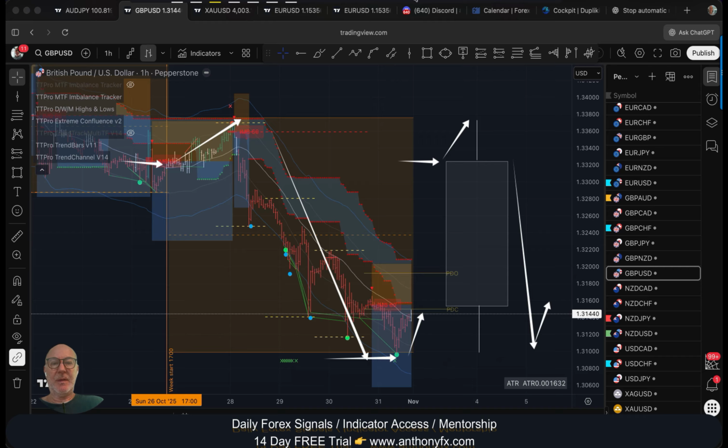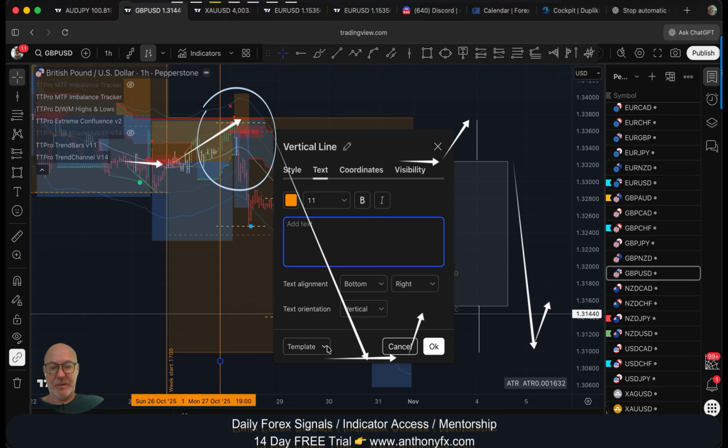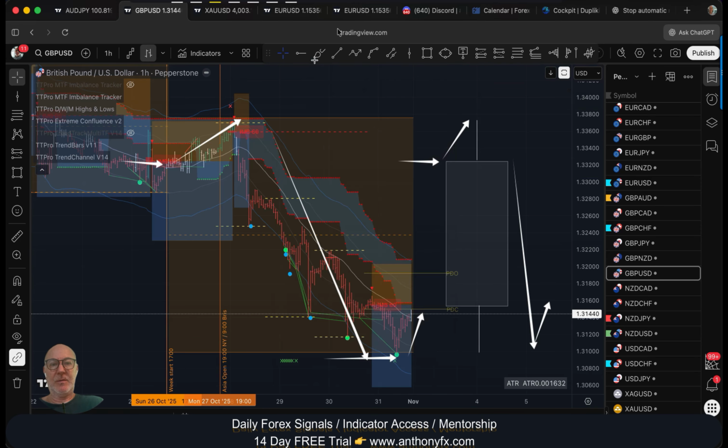So keep an eye out for a signal down in here, right at the beginning. This is from 1700 Sunday New York time, running back to Monday. Let's just have a look at the Asian session open. See this? That's the Asia open, 1900 New York time.